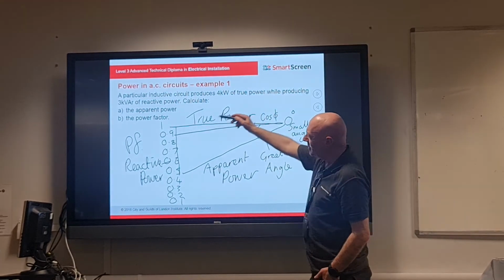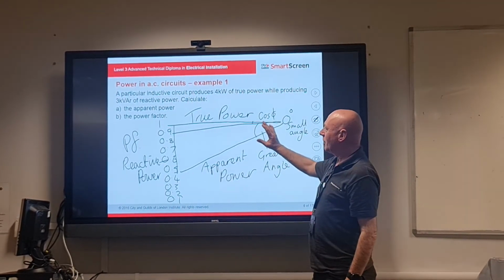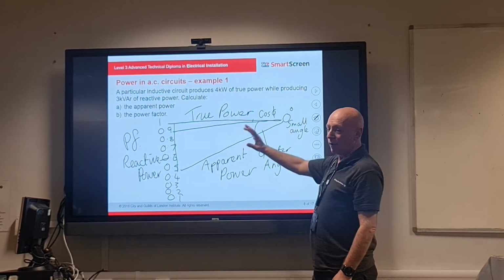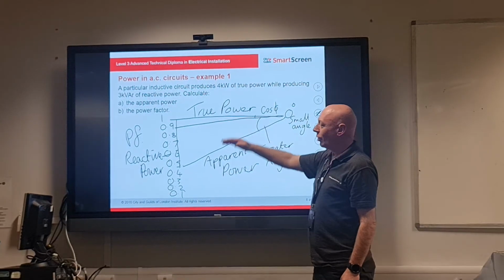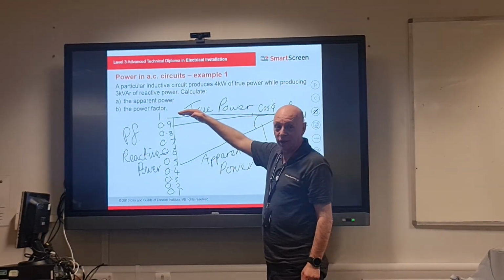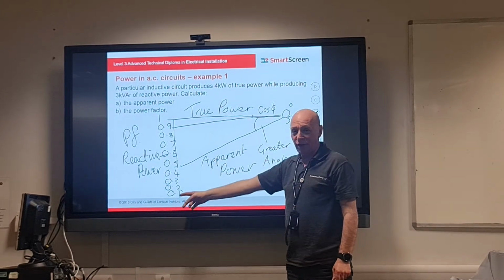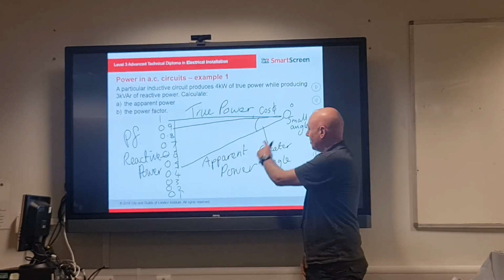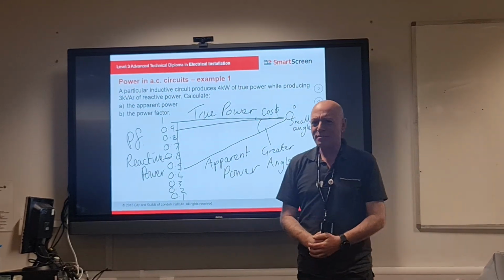So I hope this has helped you understand how to think about power factor and the relationship between that and the cosine, and looking at high power factor is good because it gives us a small angle, and a low power factor is bad because it gives us a much larger angle. So hope that's been helpful to you.